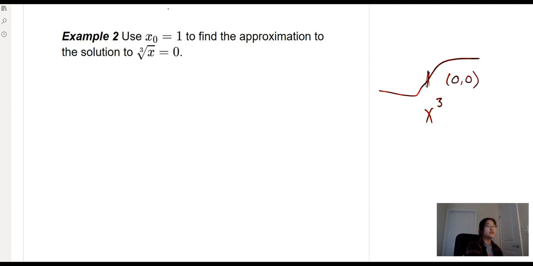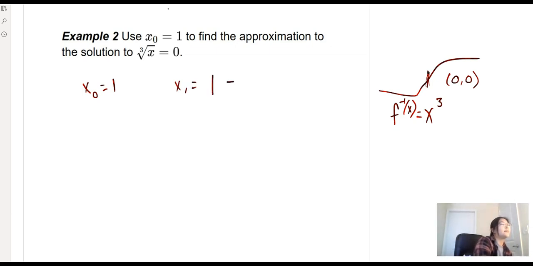Because this is the inverse. The inverse of this function is x cubed. And x cubed, if you plug in 0, you get out 0. So the inverse of it is also going to have a root of 0, or cube root of 0 is 0. But what if we use a really bad approximation? What if we choose 1 as our first guess? Let's see what happens. So if we have x naught equals 1, then I have x1 is x naught minus f of x naught over f prime of x naught.